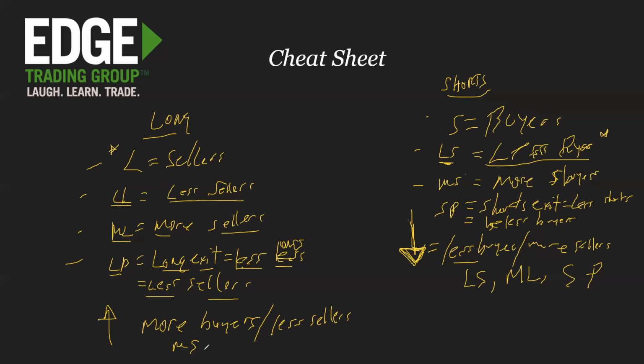More shorts. Nice. Anything else with more buyers that I could find? Any more buyers here? No. How about less sellers? Let's see. Less sellers. Oh, got it. Less sellers equal less longs. I'll put that in there. Anywhere else, less sellers? Oh, LP equals this, that equals that, equals less sellers. Got it. Now, if you don't know what these acronyms are, go to the previous cheat sheet, right? More shorts, less longs, and longs puke.